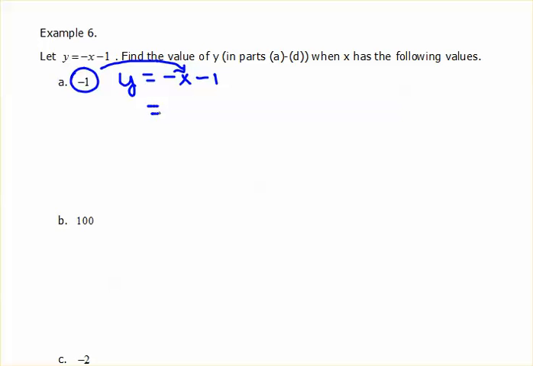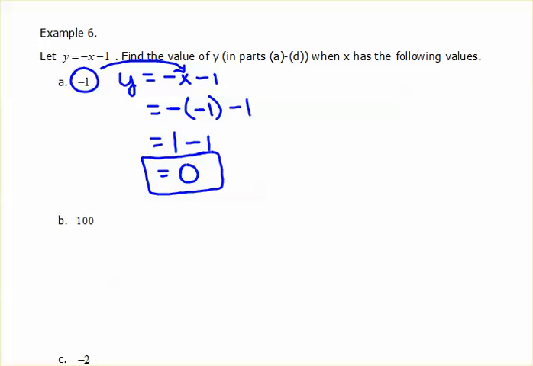So that means that we're going to have negative, but instead of x, we're going to be using negative 1 minus 1. So now we have to work with our positive and negative numbers. So here we have the opposite of negative 1, which is a 1, minus 1, which is 0, just like that. And now we have to do the same thing, but we're going to do it with 100.